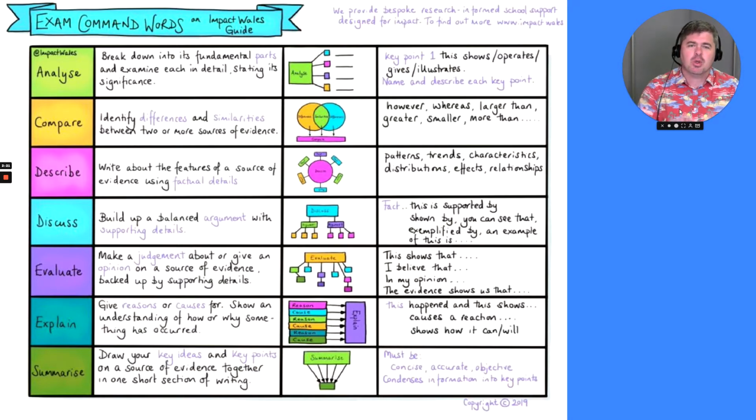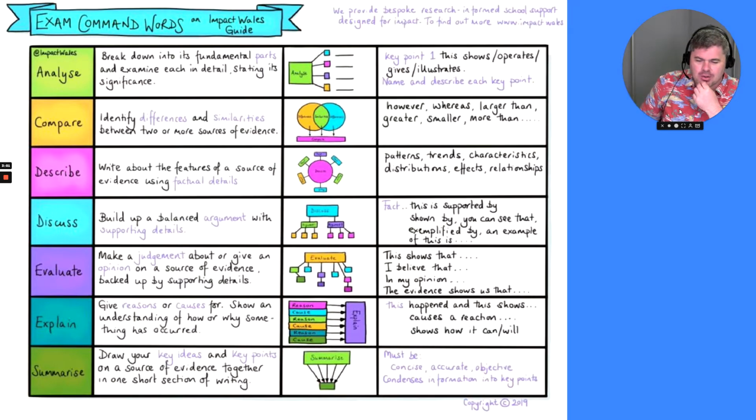When you compare things, you're looking at how they are different and how they are the same. So with the image, you can see it's a Venn diagram. When you're describing something, you are writing about the features of its source of evidence using factual details. So if you're writing a paragraph, you start with the initial statement, then you provide evidence, then you explain, and then you try linking everything back together, okay? So like a typical PEEL or STEAL style paragraph. You have initial statement or point, evidence, explanation, and then a link at the end.